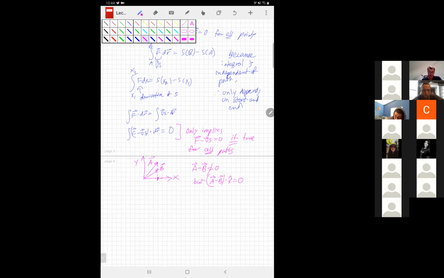So here's a case where this statement is only true for one particular value of the third vector. I subtract two vectors, dot with a third, I get 0. But those first two vectors are not equal to each other.